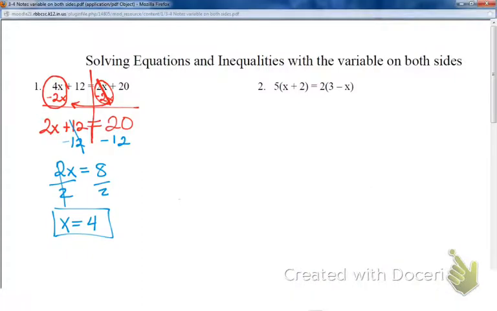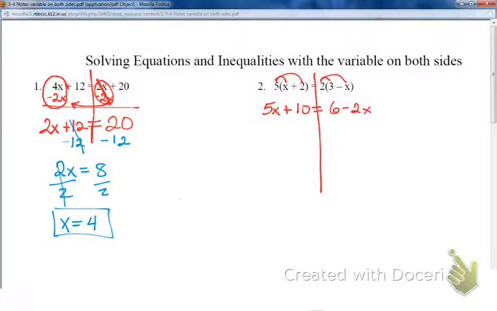Now in example number 2, as I mentioned earlier, there are some things that we can do individually on each side. So the first thing we're going to do is on the left and the right side, we're going to distribute. So on the left side I distribute the 5, I get 5x plus 10. On the right side I'm going to get 6 minus 2x.